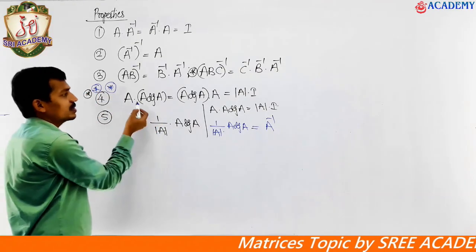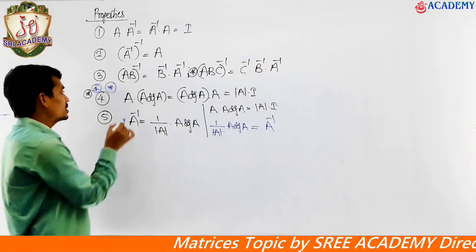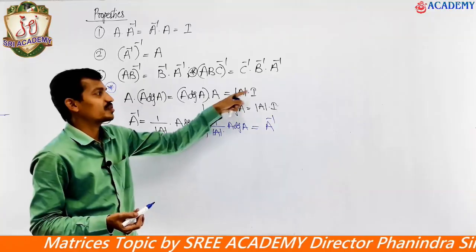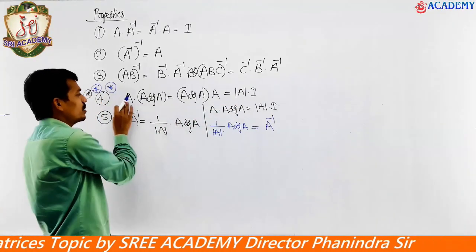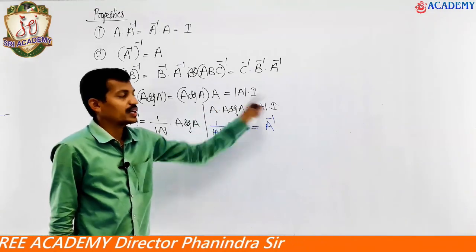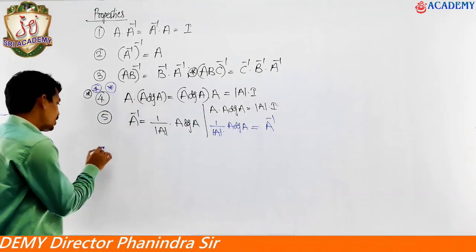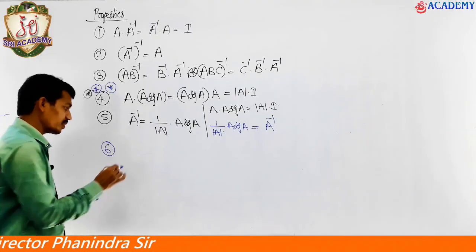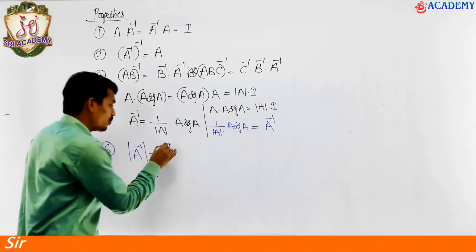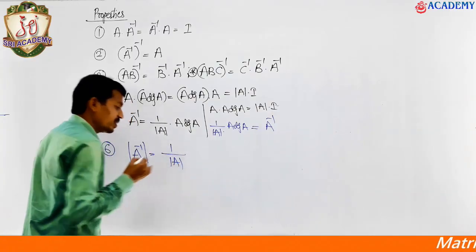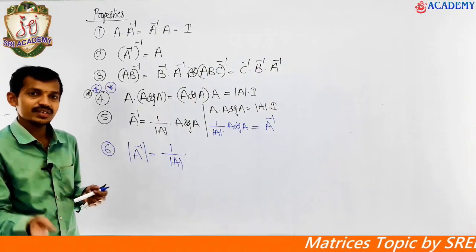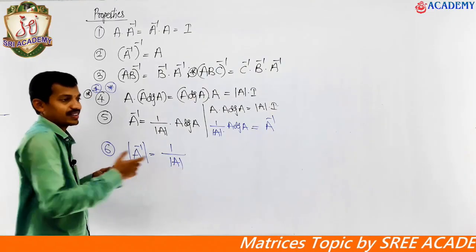That's very important, the basic one in inverse, that is A into adjoint of A equals adjoint of A into A equals always determinant of A into I. In any manner, if you multiply A with adjoint or adjoint with A, always you are going to get determinant of A into I. Same thing here, the determinant of the inverse matrix equals 1 by determinant of A. If you know determinant of A, we can say it, without finding the inverse matrix, we can say the determinant of that matrix.